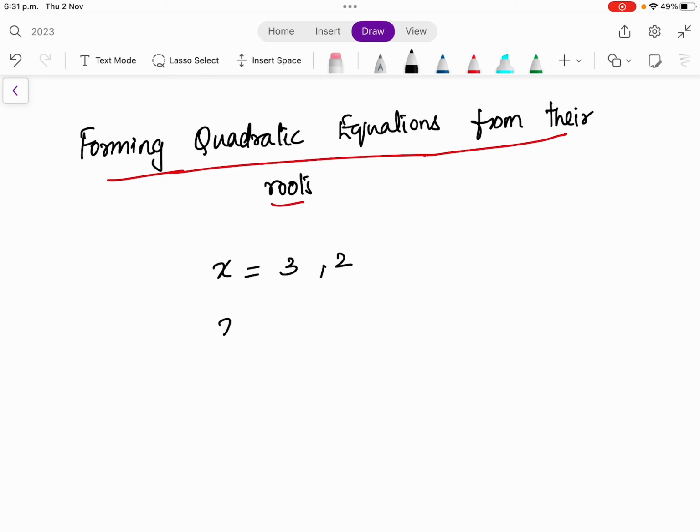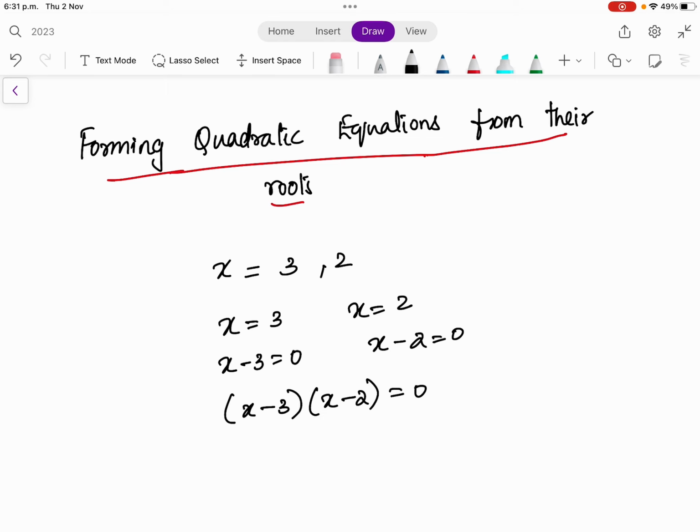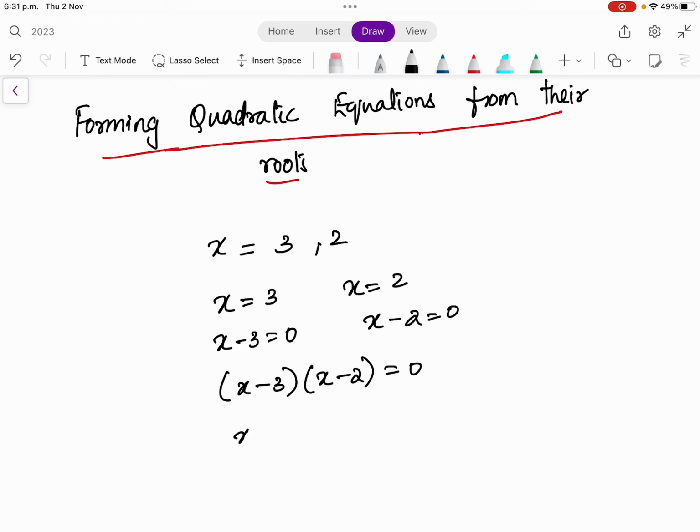So x is equal to 3, x is equal to 2, which means that x minus 3 is equal to 0, and here x minus 2 is equal to 0. Then I can just multiply them: x minus 3 times x minus 2 is equal to 0. Multiplying further, x squared minus 5x plus 6 is equal to 0. So this is the quadratic equation.